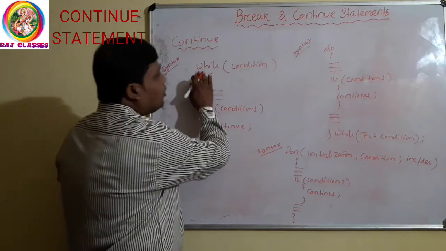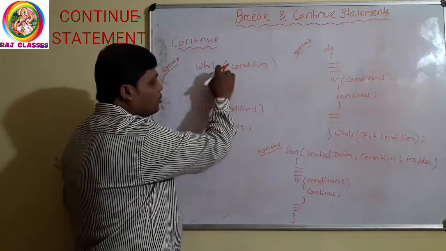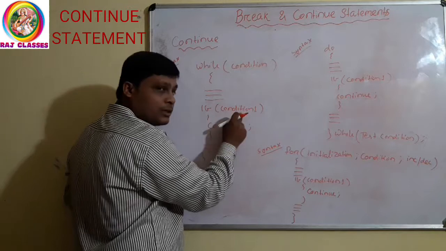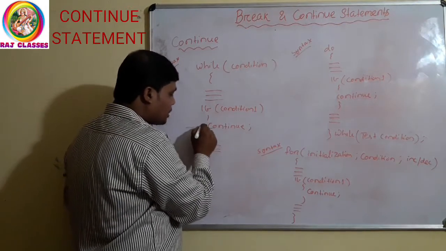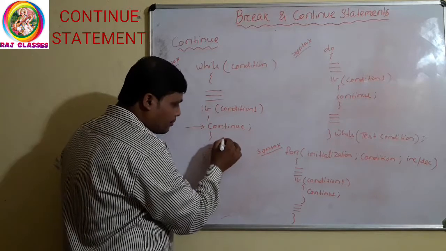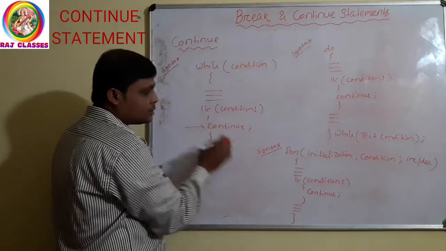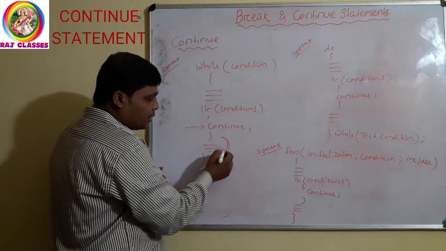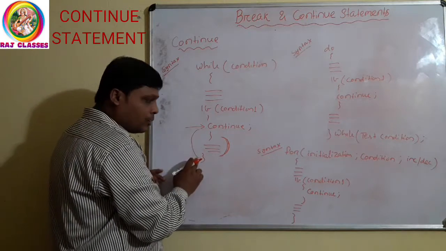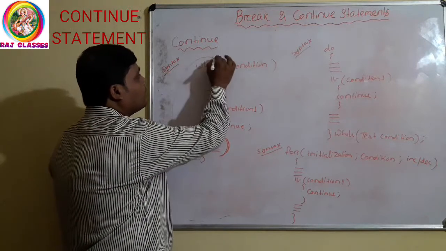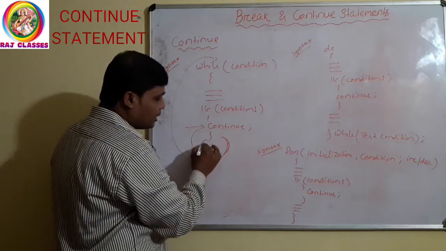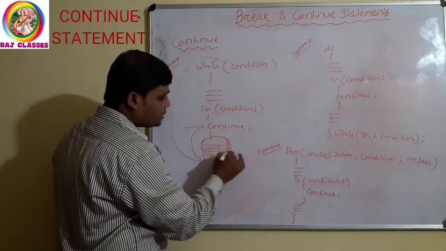Clear? Just see, when this condition is true, it will go inside this loop. Some statements will execute. After this statement will execute, if this condition is true again, then this continue statement will execute. When this continue statement will execute, it will skip all the statements after the continue statement, and it will transfer the control to the end of the loop. We know when the control reaches the end of the loop, again it will continue from the starting of the loop. Clear? So it will skip these statements.